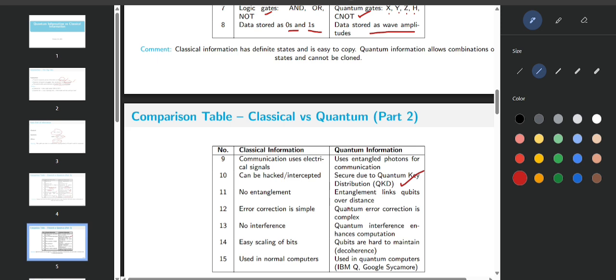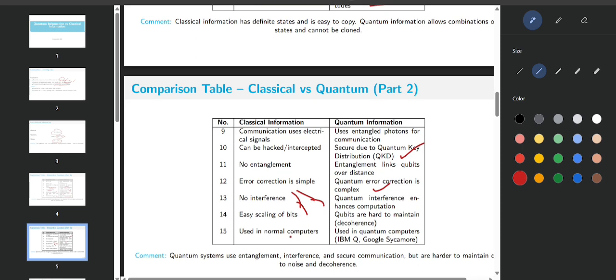Error correction in classical systems is simple, but error correction is much more complicated in quantum. This point you need to write. Classical bits don't show interference. Interference is when waves combine as they move. Two or more waves moving together, we call it interference, whereas in quantum we can observe interference. Bits are easy to scale, whereas qubits are sensitive. We can say they are fragile, and get disturbed easily. This is the problem, and we call it decoherence.